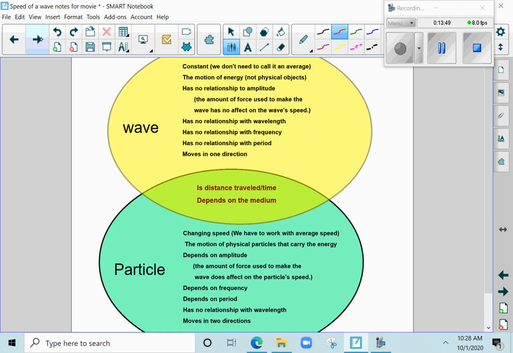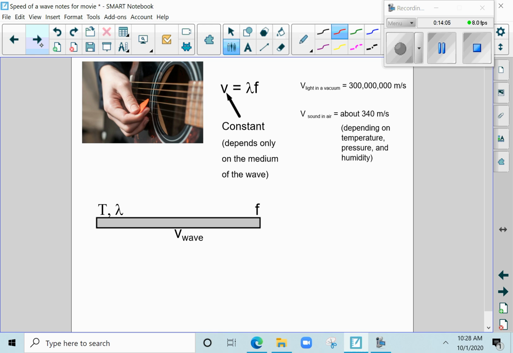We can set up a Venn diagram of the exact same list, and we can see that the only thing that wave motion and particle motion have in common is that it's distance over time, and they both depend on the medium. Those are the only properties that they actually have in common. The speed of a wave depends solely upon the material and nothing else.